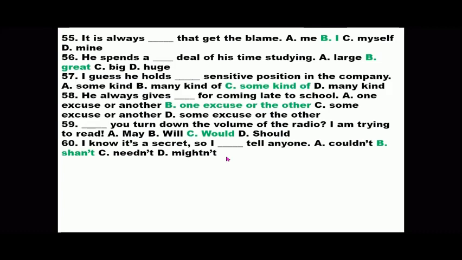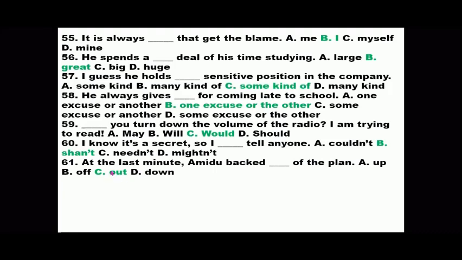I know it's a secret, so I shan't tell anyone. I shan't means I shall not. Because this actually is a present tense, I know it is a secret. So it's something you are talking about in the present and the future. I know it is a secret, so I shan't tell anyone. That means I shall not tell anyone. That is the correct option.